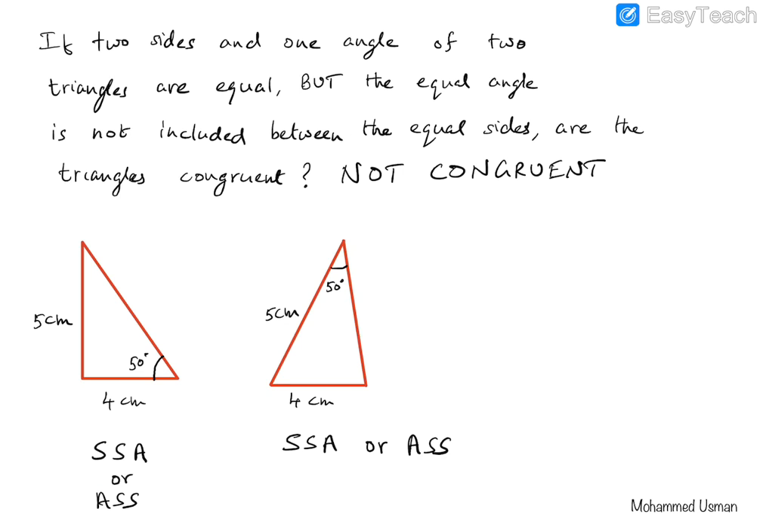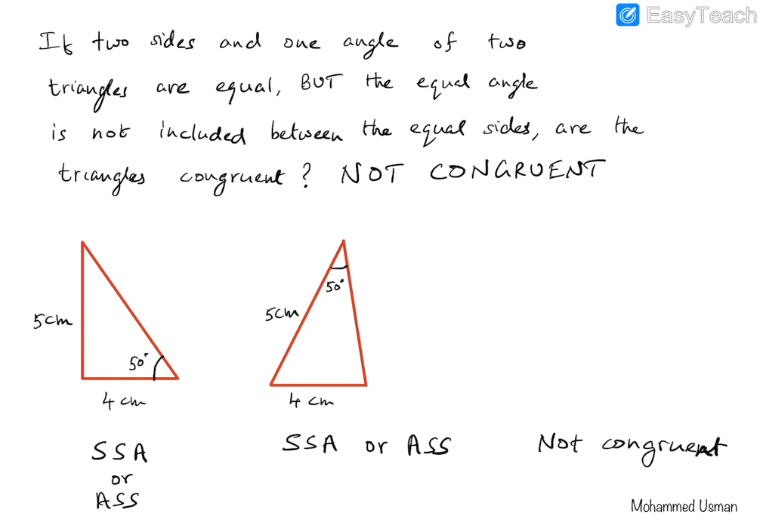Only SAS gives us congruence, but if the angle is not between the two sides, so you see here, the angle A is not between the two S's. The angle A is not between the two S's, right? In this case, it is not congruent. So SSA or ASS do not guarantee congruence of two triangles. Only SAS gives us congruence.